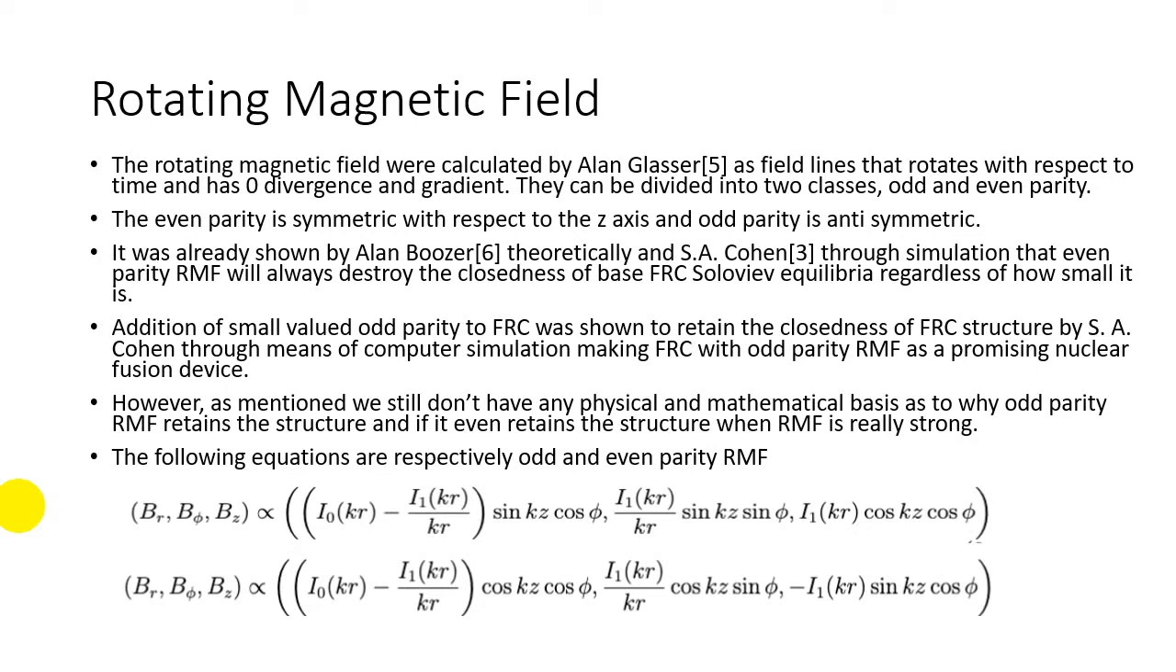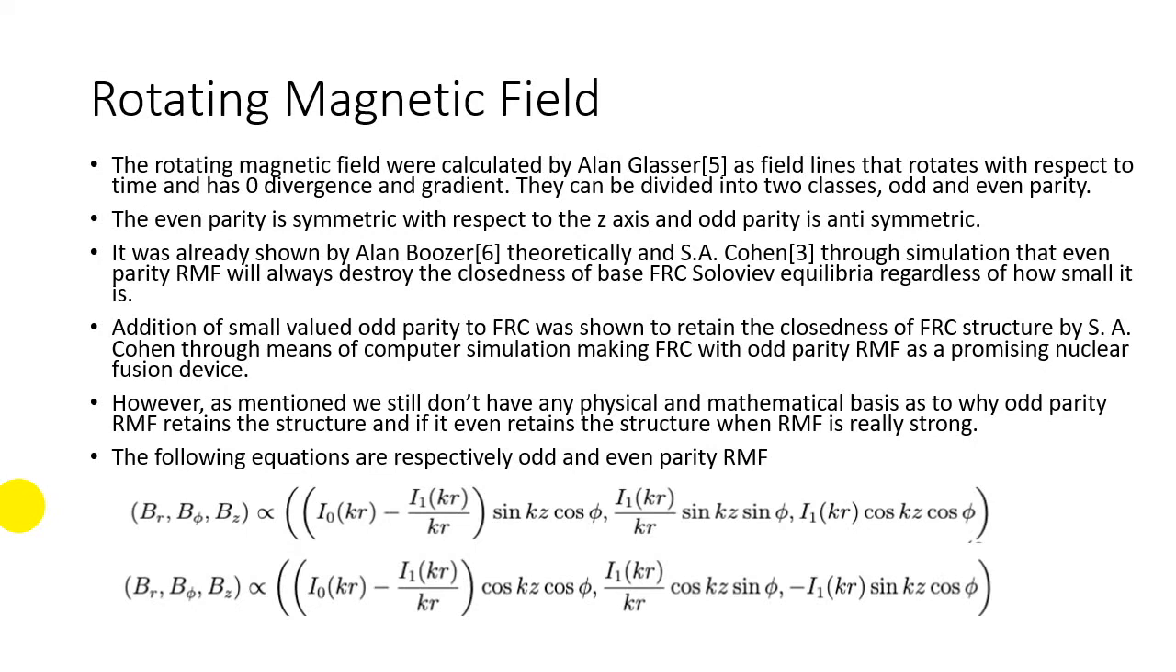This is an extremely ugly equation. We're going to simplify it later, but the first of these two equations is the odd parity rotating magnetic field, and the second one is the even parity rotating magnetic field. And this phi here is going to be phi minus omega t, because in real life we're going to rotate it. But for our purposes, we can assume, without loss of generality, that the angle where omega t is zero. We can rotate the system because the physics remains the same.